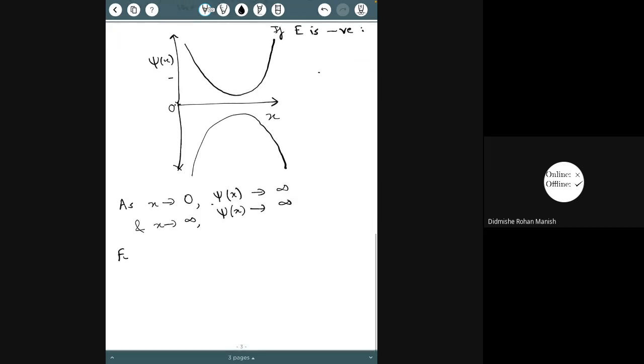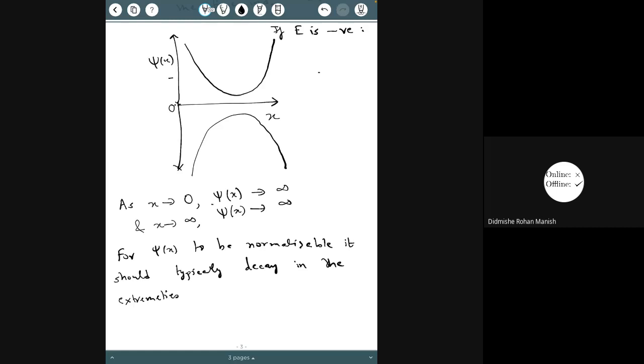For psi x to be normalizable, it should typically decay at the extremities, which means as x tends to infinity, psi x should tend to 0, or in our particular case, it also means if x tends to 0, psi x should also tend to 0. This is for our particular problem.